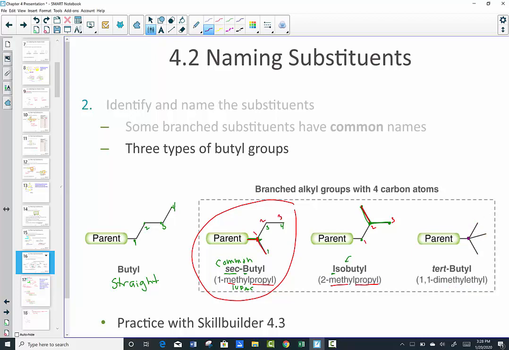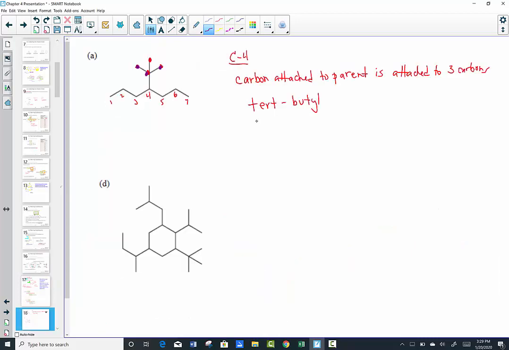Tert-butyl, the carbon that's attached to the parent is attached to 3 other carbons. That's exactly what we had just seen in that example, so that's where tert-butyl came from. The longest carbon chain attached to the parent is 2 carbons, 1, 2. That's where you're getting ethyl. Now off of carbon 1 are 2 more methyls, so 1,1-dimethyl ethyl. That is your IUPAC name. So here we had a common name and an IUPAC name for tert-butyl.